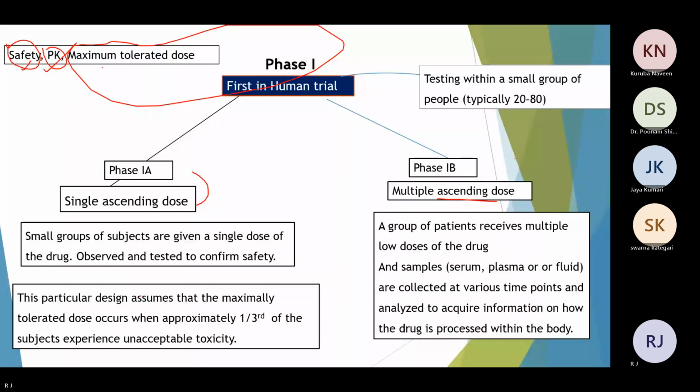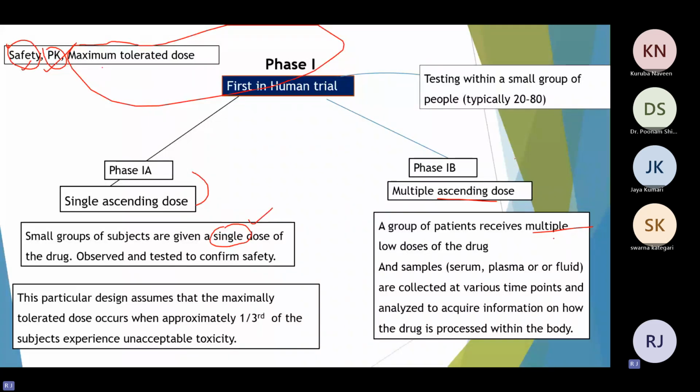Here all people are receiving a single dose of a drug. Just remember, here people are receiving multiple doses of a drug. Again, as in single dose, we observe for some time and then we test. We take the sample from the subject and test for safety parameters, right? Here also we will do the same thing. The only difference is that here a single dose of a drug is given, and here multiple doses of a drug are given.